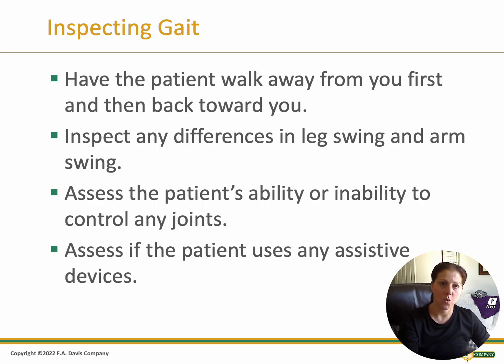We would like for them to walk back and forth, and while you're asking them to do so, you're assessing them anteriorly as well as posteriorly or even laterally. Inspect for any differences in leg and arm swing; there should be an alternate movement of their legs as well as their arms, and no inability to control any joints. And ask yourself, if they're using any assistive devices, are they using them correctly and properly? Is that assistive device helping them?